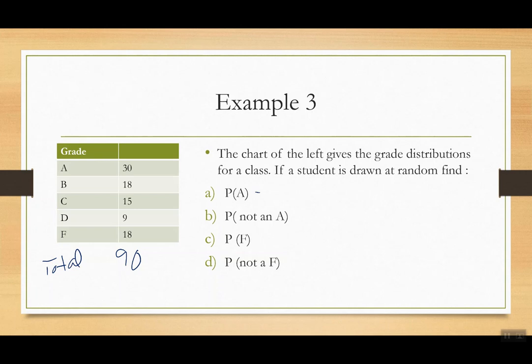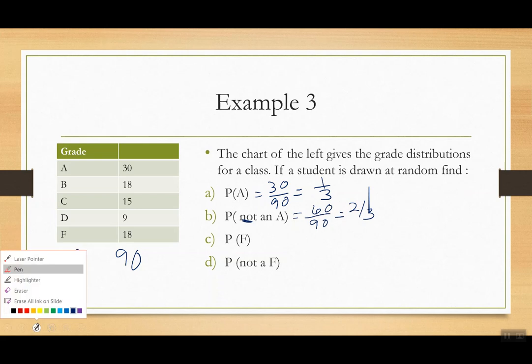So A, there were 30 A's out of the 90 students in the class, which we can reduce down to 1 over 3. What I want you to start thinking about is not A. So I know that 30 people in the class made an A. There were 90 people altogether. If I do 90 minus 30, that would be 60 of the 90 people who did not get an A, which is 2 over 3.